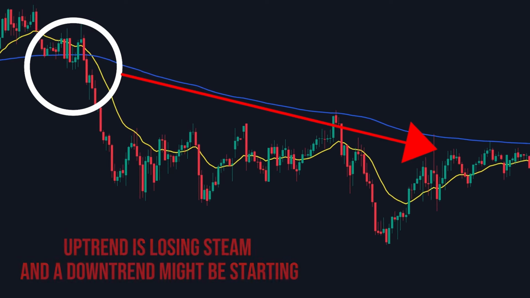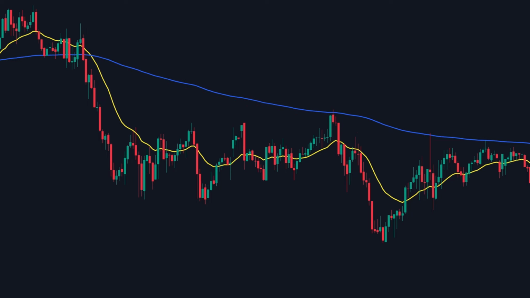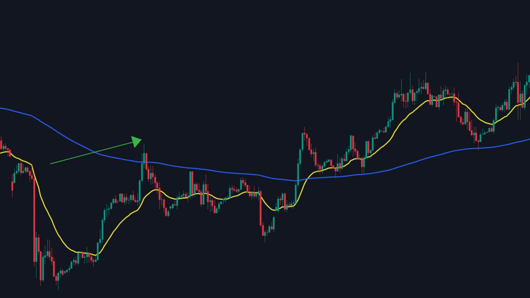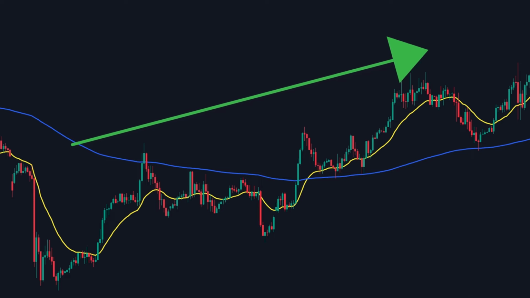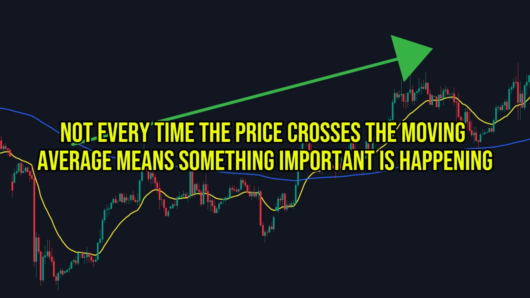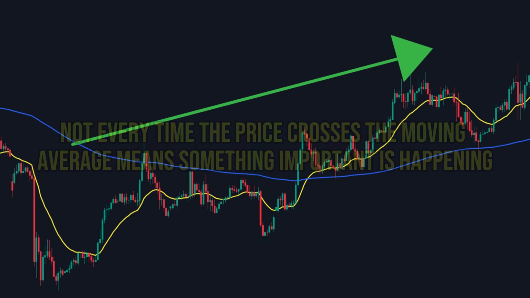On the flip side, if the price moves above the moving average after spending time below it, that might be the first sign that the downtrend is over and a new uptrend is beginning, a possible bullish reversal. But here's the catch. Not every time the price crosses the moving average means something important is happening. Sometimes these crossovers are just noise, little fakeouts that don't actually lead to anything. That's where our second technique comes in.